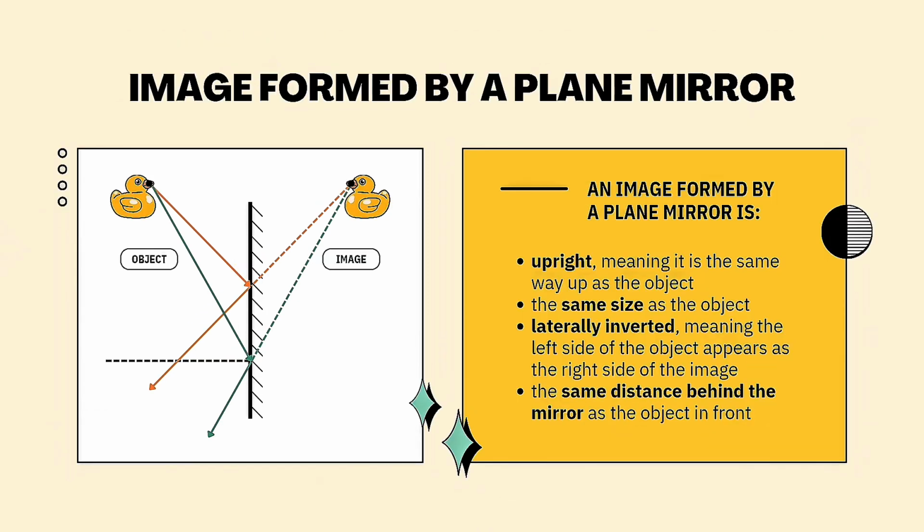The image formed by a plane mirror is upright. This means the image is not upside down. It is in the same orientation as the object. The image is also the same size as the object. If the object is tall, the image will also appear equally tall.